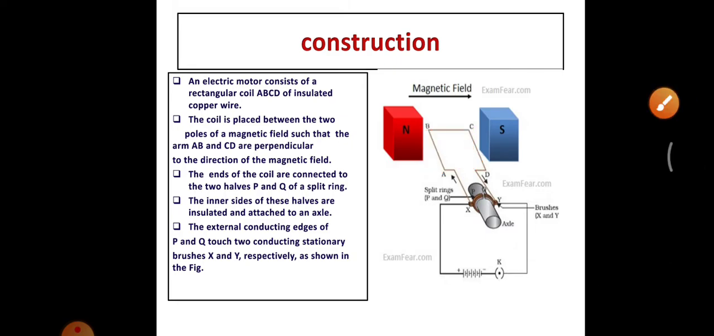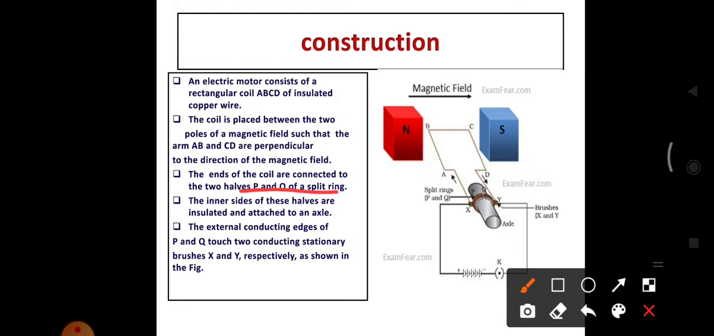The next one, the ends of the coil are connected to two halves P and Q of a split ring. Here PQ is a split ring. See here, the conductor is connected to the two halves P and Q. The P and Q are called the split ring. So the ends of the coil are connected to two halves P and Q. The inner sides of these halves are insulated and attached to an axle. See, in this brown color.